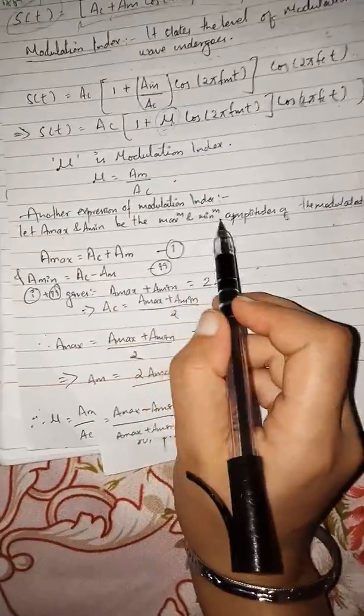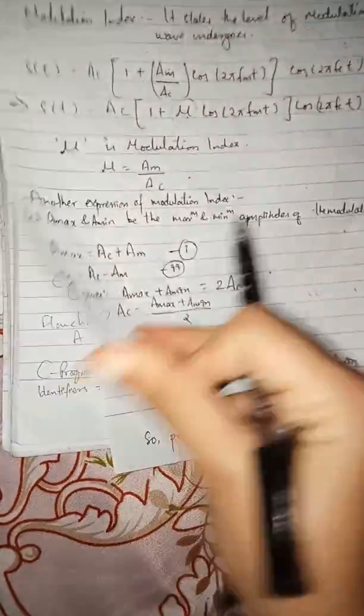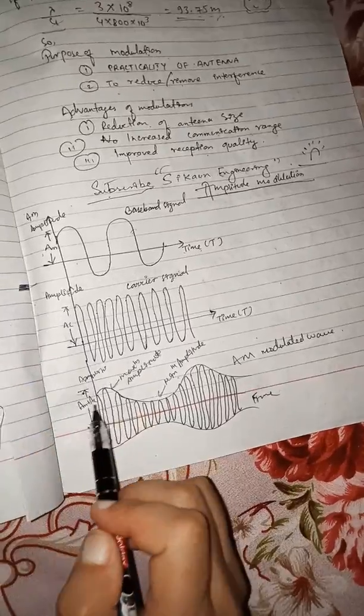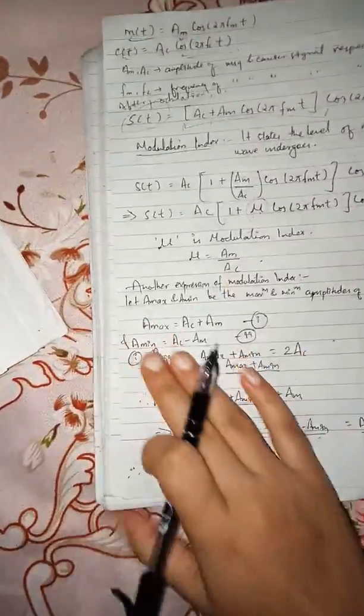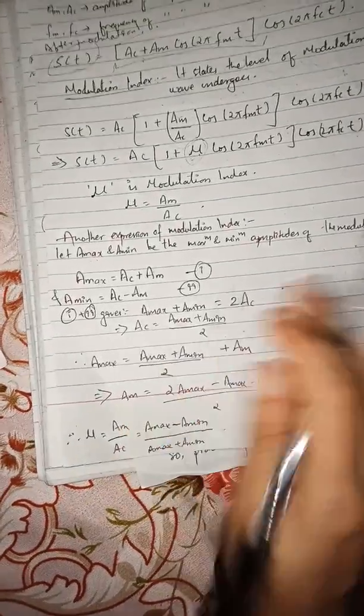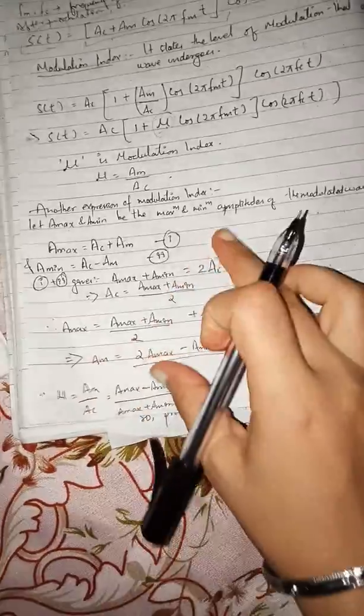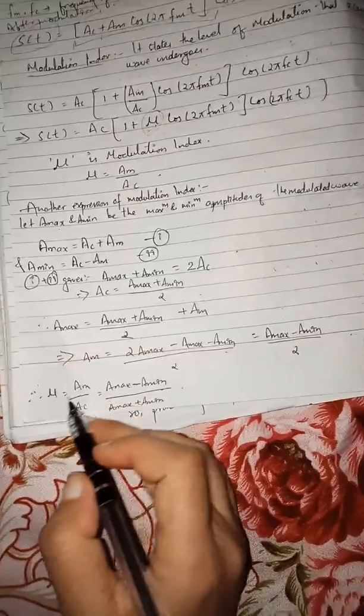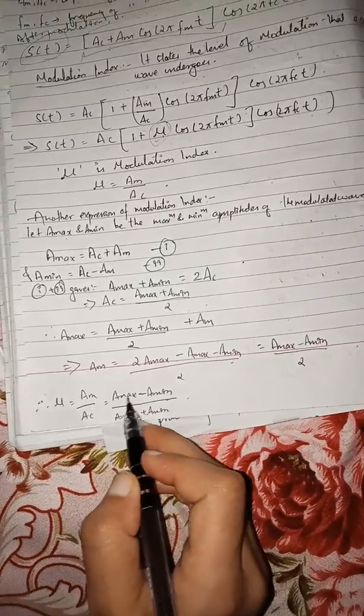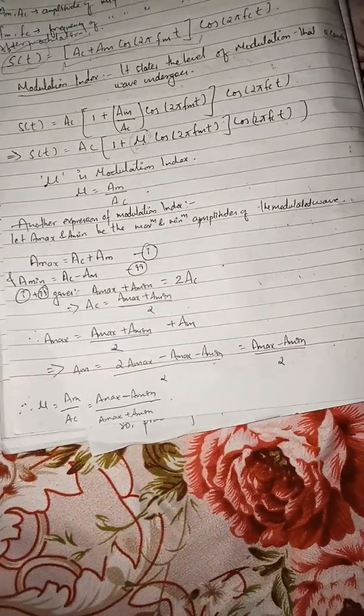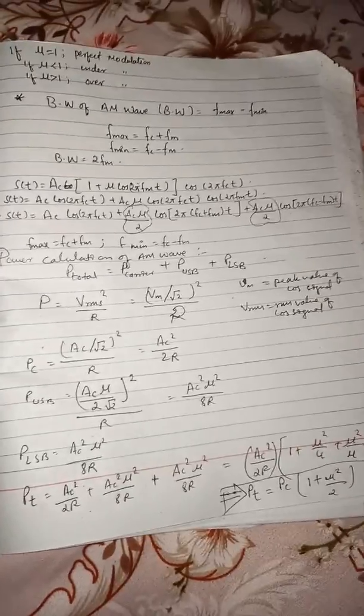Let Amax and Amin be the maximum and minimum amplitude of the modulated wave. Amax is represented by Ac plus Am, and Amin is represented by Ac minus Am. So after some mathematics, we find that mu is equal to (Amax minus Amin) by (Amax plus Amin).